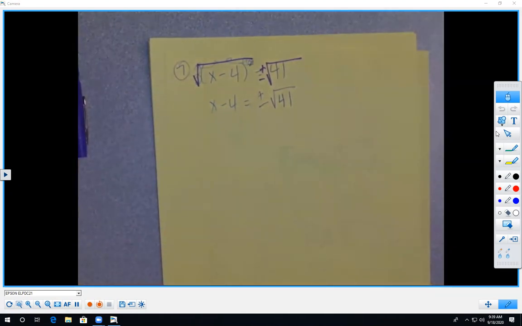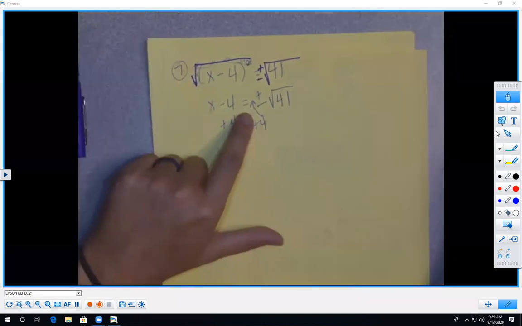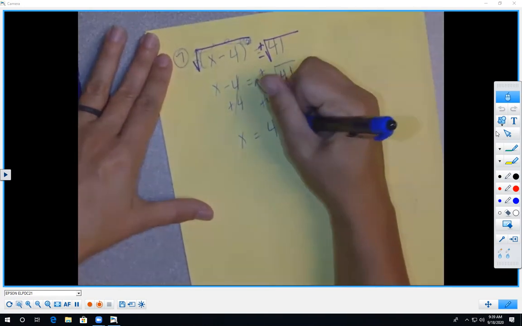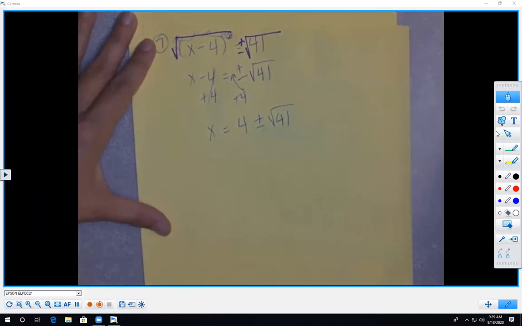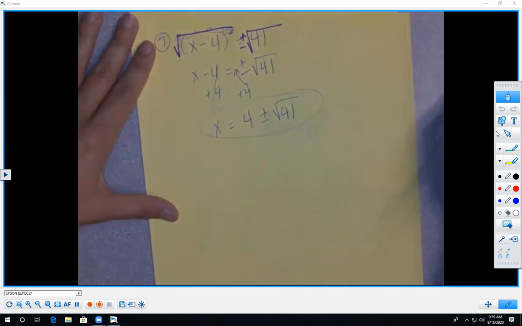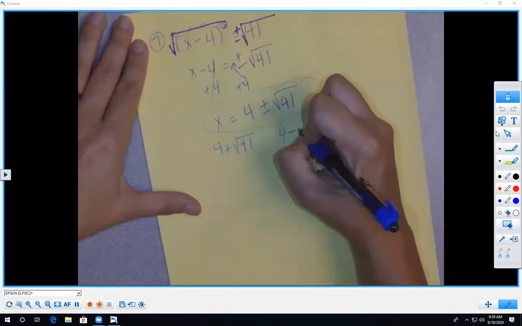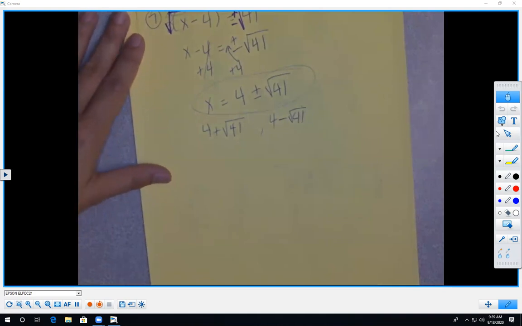So this time when I go to solve for x, how do I solve for x now? Add 4. And that 4 goes up in front of that plus or minus sign. So you put the 4 first before the plus or minus sign. So your answer is going to be x equals 4 plus or minus the square root of 41. What are your two answers there? 4 plus the square root of 41 and 4 minus the square root of 41. Questions about that?